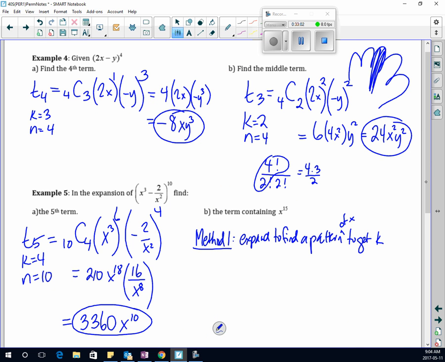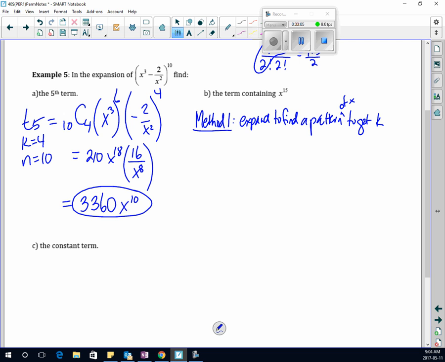So the pattern would start with the first term to the power 10. Remember when we did our expansion? Then the next term is going to be something x cubed to the power 9, and then the second term is going to be minus 2 over x squared to the power 1. Do you know how it's counting up, right? The second term's counting up, the first term's counting down.